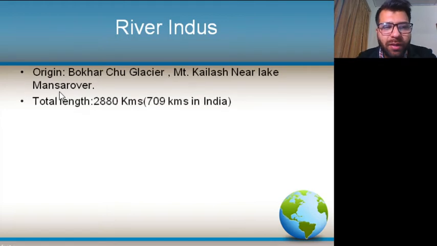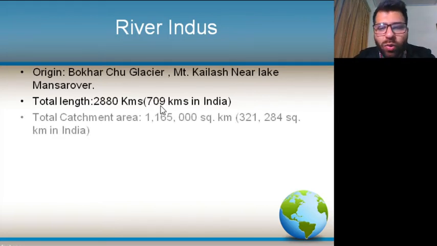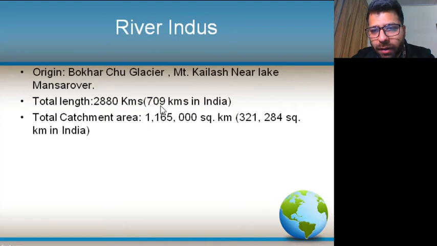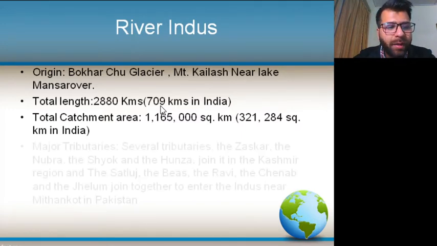The total length of the river is around 3,000 kilometers, and only 709 kilometers flows in India, and that too only in the state of J and K, which nowadays you call the Union Territory of Jammu and Kashmir and Ladakh. The total catchment area is 11,65,000, and out of that only around 25%, if we roughly say, that is 3,21,284 square kilometers, flows in India.